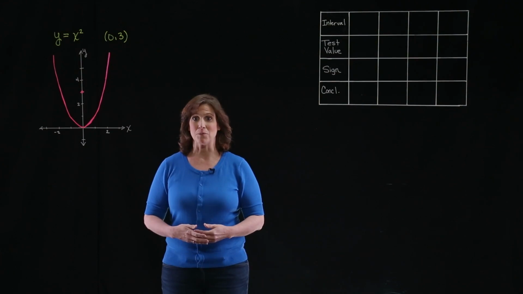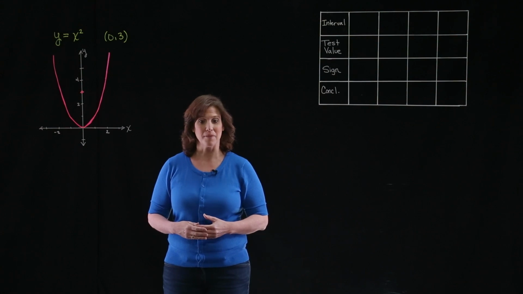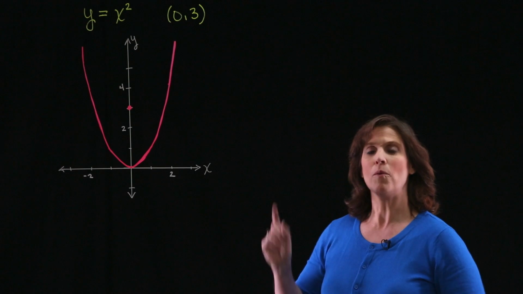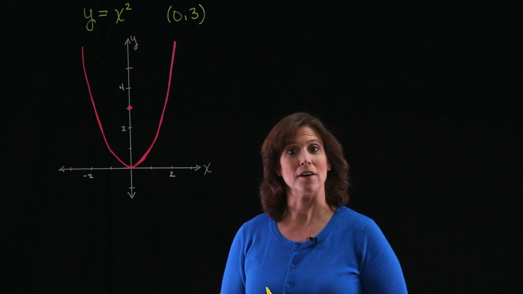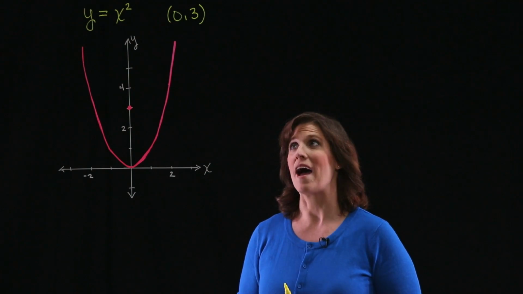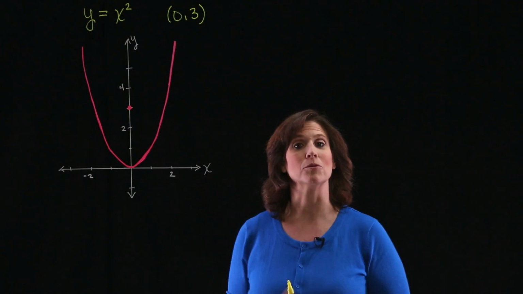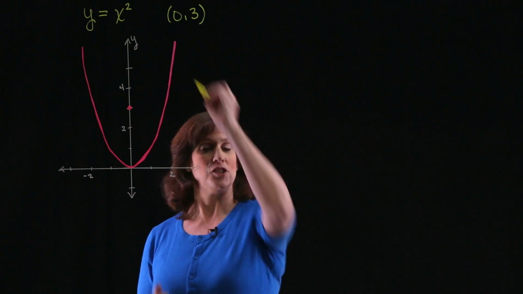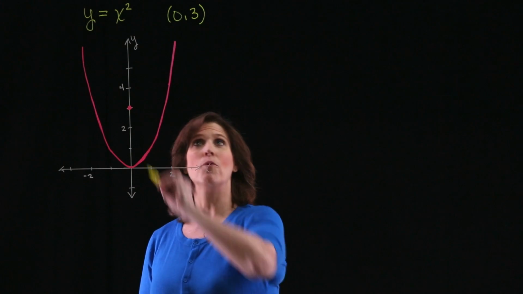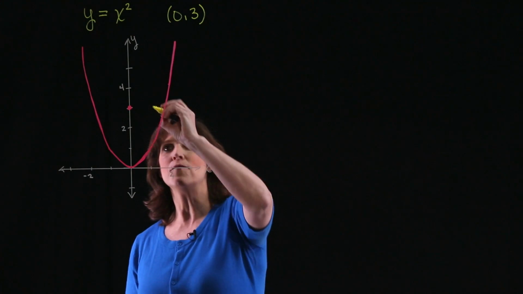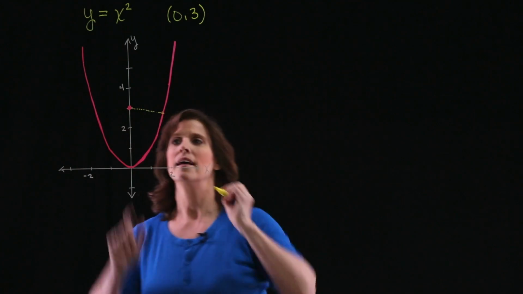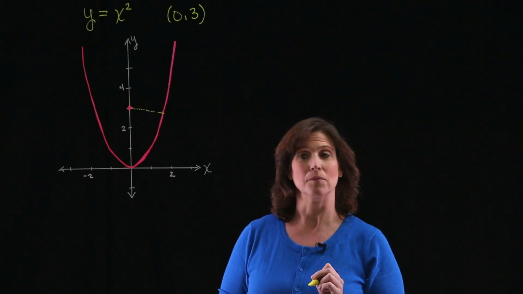Usually when I start optimization problems, I like to start with a picture. And I've already put a picture on the board for this problem. What we're asked to do here is look at the graph y equals x squared and find a point on that graph that is as close as possible to the point 0, 3. So here's y equals x squared, it's just a parabola. And here's my point 0, 3. So I'm looking for the point that is as close to this point 0, 3 as possible.